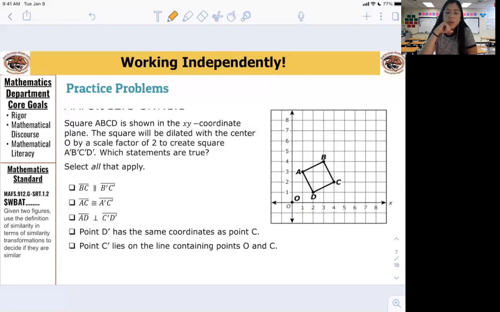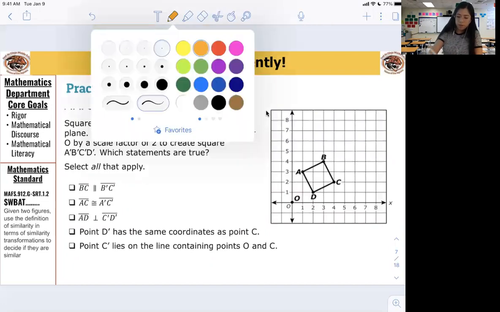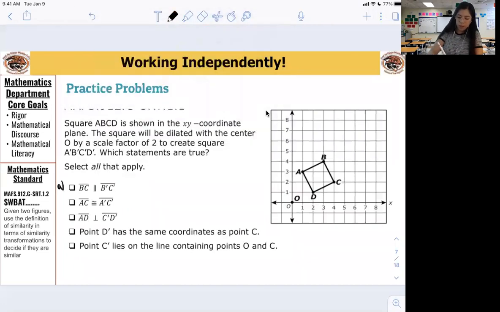Okay, so first things first, I want you guys to take a look at them. I want you to try it on your own. I don't want to draw it out quite yet, but I want you to start thinking about what you think might be the answers. So take a look at them, take about a minute. Make your selections in your head. You can tell me what you think it might be.